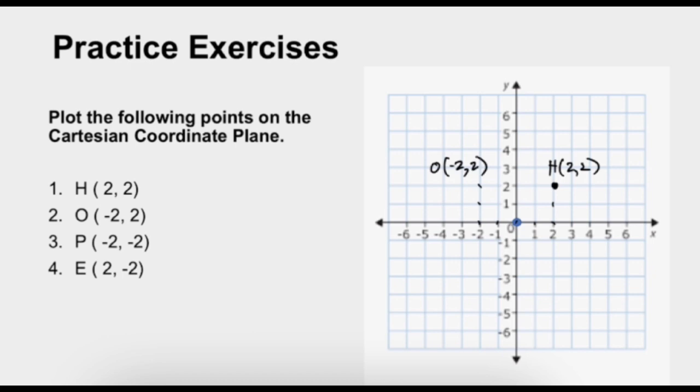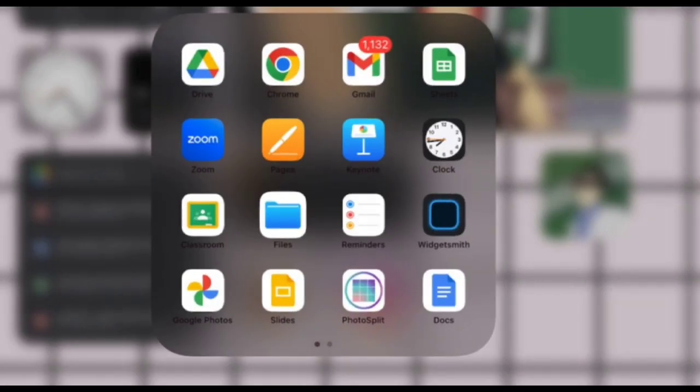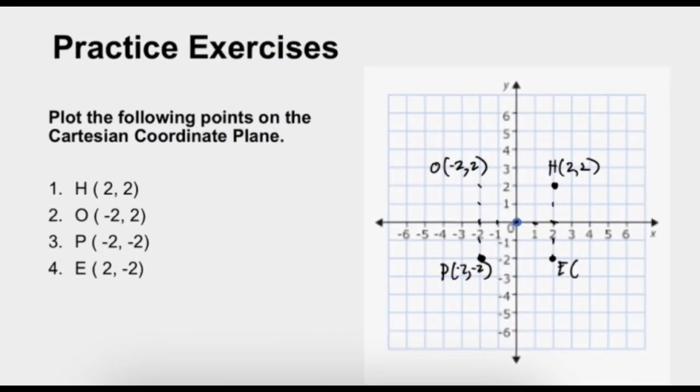While for P, we go to the left 2 units, 1, 2. And then 2 units down, 1, 2. So there should be a point here. This is point P, negative 2, negative 2. While for point E, from the origin again, 1, 2, because it's positive 2, but we go down because it's negative 2. So there should be a point here. This is point E. This is 2, negative 2. Okay? As simple as that.